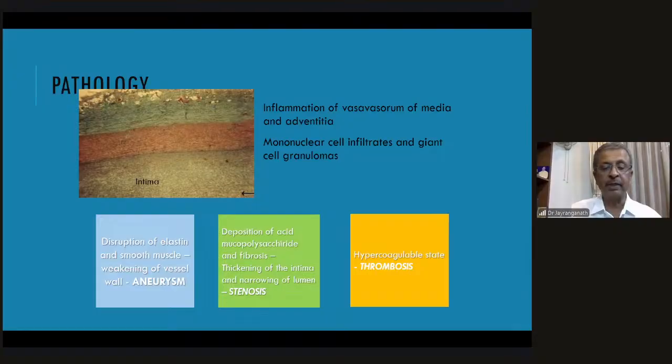In a stenotic area, if there is a deposition of acid mucopolysaccharide and fibrosis, it causes a thickening of the intima and narrowing of the lumen. A hypercoagulable state, which is in the second stage, in a progressive stage, not in the late phase, causes thrombosis. Please remember all these three stages. Clinico-pathologically, these three stages are three different varieties of the manifestation of Takayasu's arteritis or aortoarteritis.